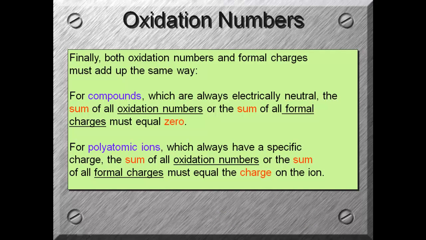Finally, both oxidation numbers and formal charges must add up the same way. Even though the numbers may not be the same between both systems, when you add up oxidation numbers or when you add up formal charges for compounds, they must be neutral. So all of the oxidation numbers must equal 0 and all of the formal charges must equal 0. For polyatomic ions, which always have a specific charge, the sum of all oxidation numbers or the sum of all formal charges must equal the charge on the ion.